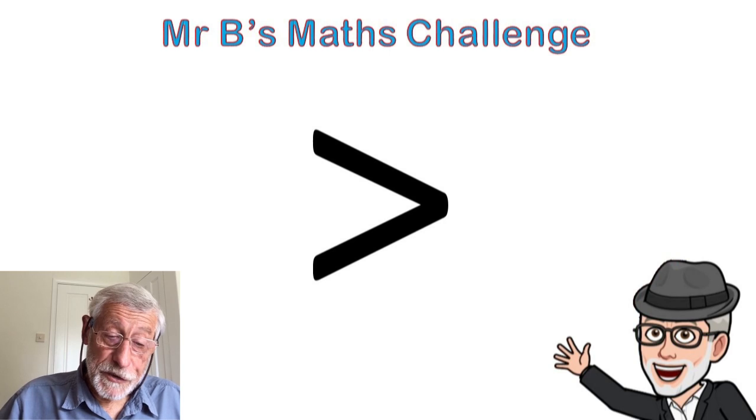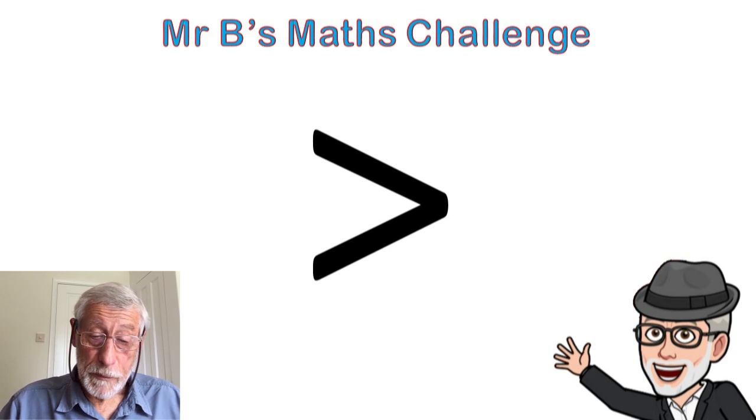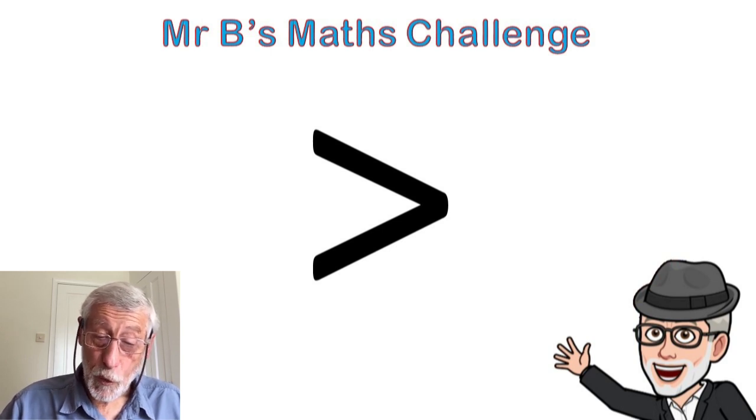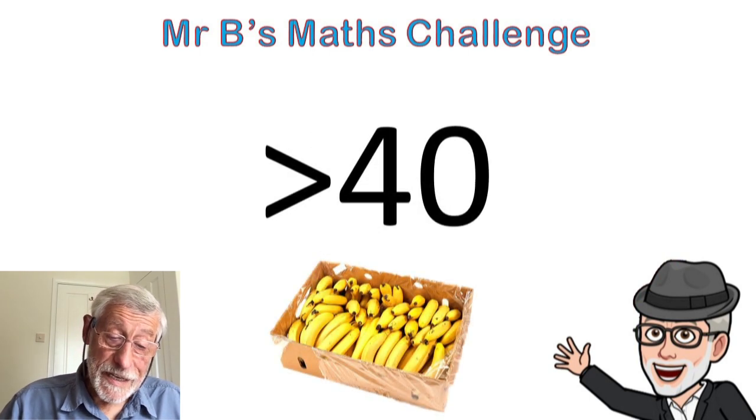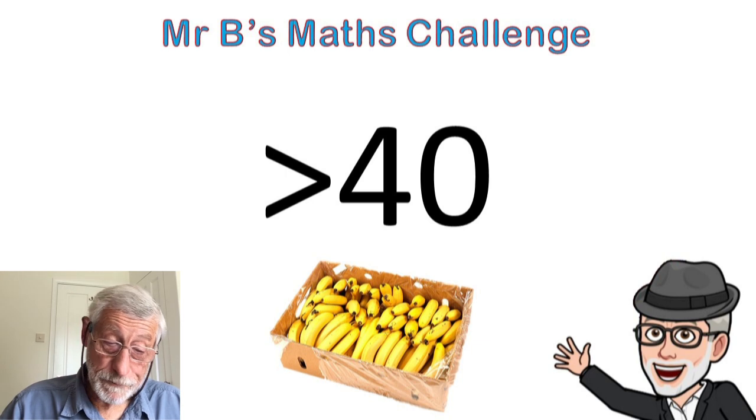The first one is a right pointing arrow. With numbers, it means greater or bigger than another number. Right pointing arrow 40 means numbers that are more than 40. For example, I'm not sure how many bananas I have in my box, but I believe they are, right pointing arrow, 40. In other words, I believe the number is greater than 40.